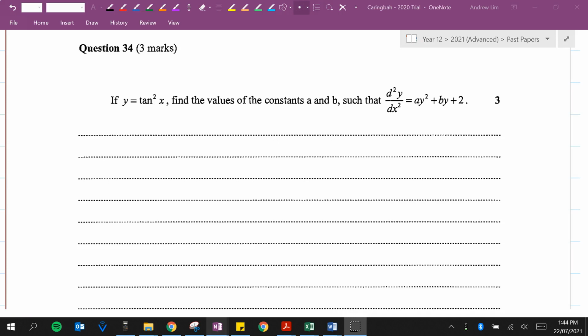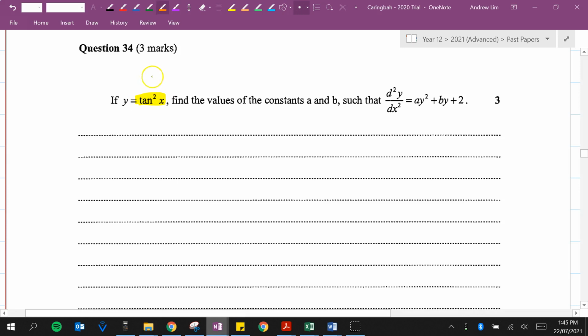In this video, we're looking at question 34 of the Caringbah 2020 trial. If y is equal to tan squared x, find the values of the constants a and b such that the second derivative is equal to ay squared plus by plus 2. So that means we need to differentiate this function y equals tan squared x twice.